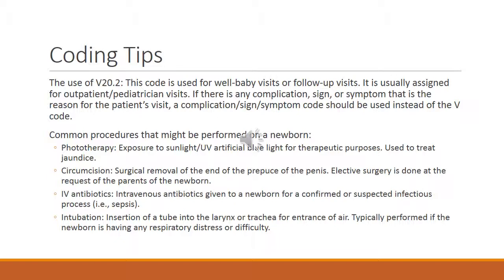Now, common procedures that might be performed on a newborn are phototherapy, which is exposure to sunlight and/or UV artificial blue light for therapeutic purposes. It's used to treat jaundice. A circumcision, which is the surgical removal of the end of the prepuce of the penis. Elective surgery is done at the request of the parents of the newborn.